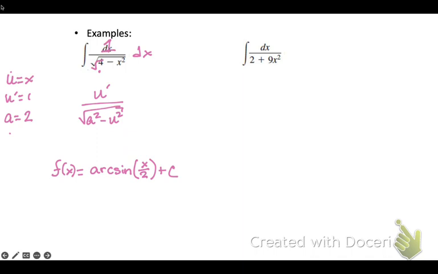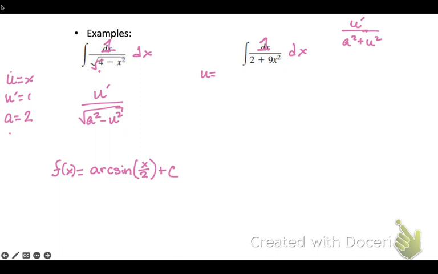Okay, so again, we have the integral of 1 over 2 plus 9x squared dx. So before we start, what's it look like? It looks like the second one. Looks like arctangent, right? Okay, so we need to decide what u is. Now, arctangent, the rule is u prime over a squared plus u squared. That's the rule, right? Mm-hmm. So we have to take the square root.